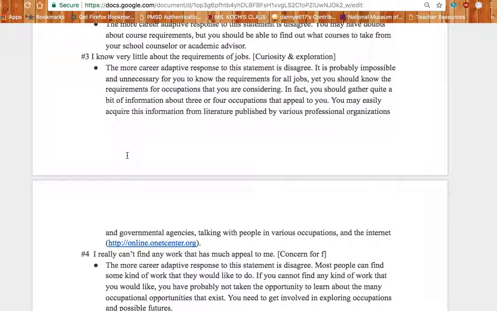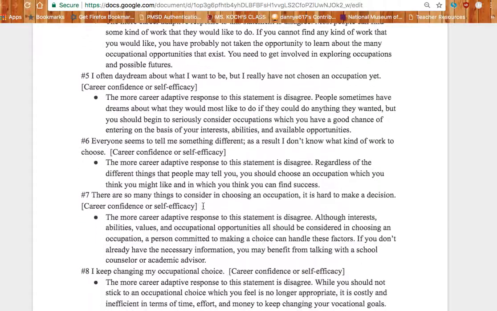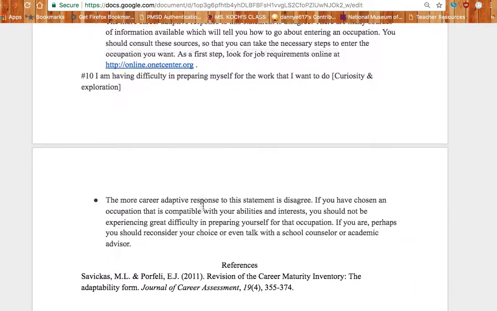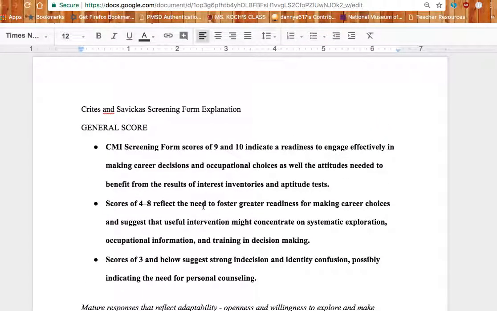So for example, on number 3, if you said that you agree that you know very little about the requirements of jobs, then a career adaptive response would be to disagree, and obviously to use a systematic approach to search information about what jobs require. And one website you could use is O*NET to do that searching. So this document is available for you to read so that you could see what a career adaptive person would answer in each of these questions.